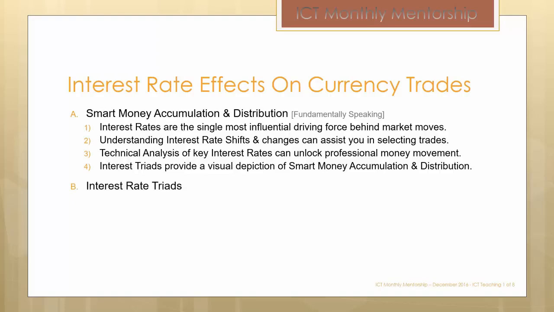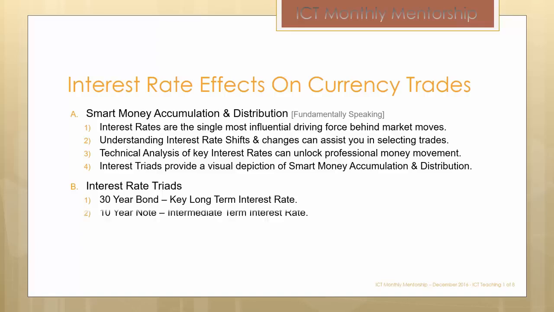All right, so what are interest rate triads? Well, you have to start with a 30-year bond, which is the key long-term interest rate benchmark. The 10-year note, which is an intermediate term interest rate. And the 5-year note, which is a short-term interest rate. Now, these three interest rate markets are all futures markets.